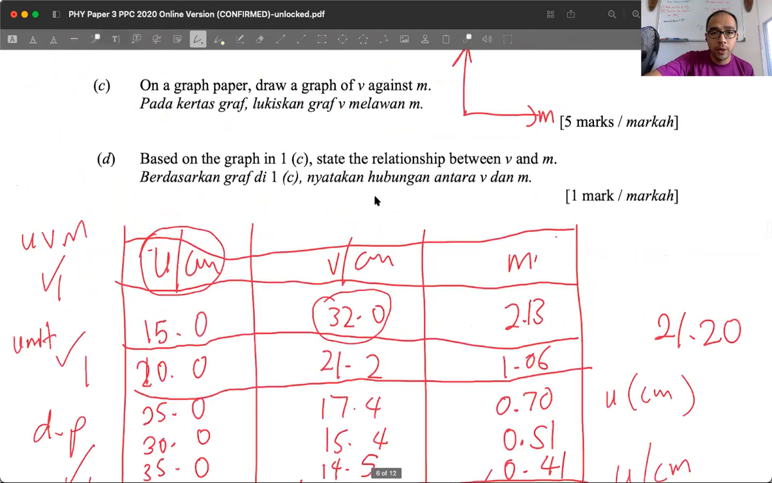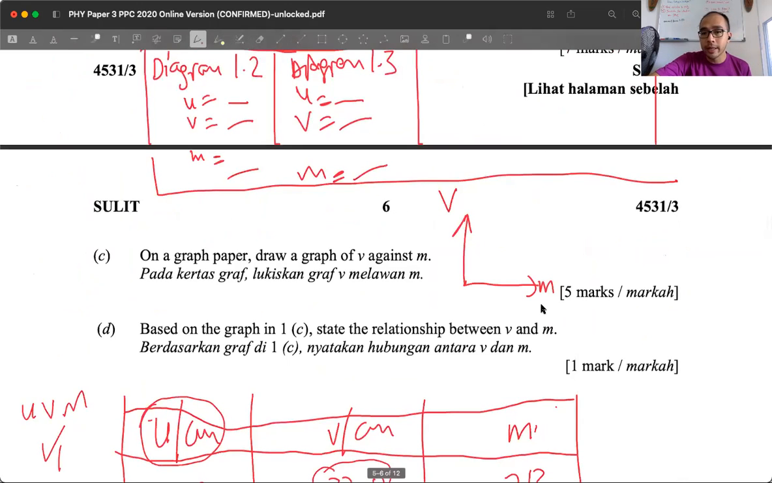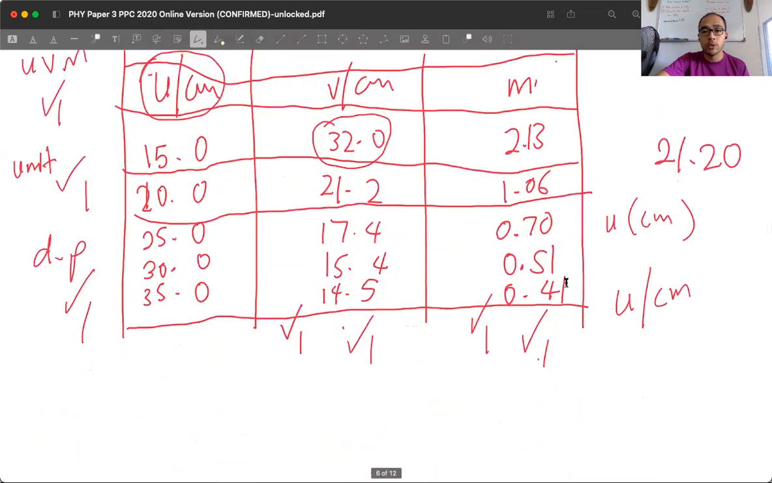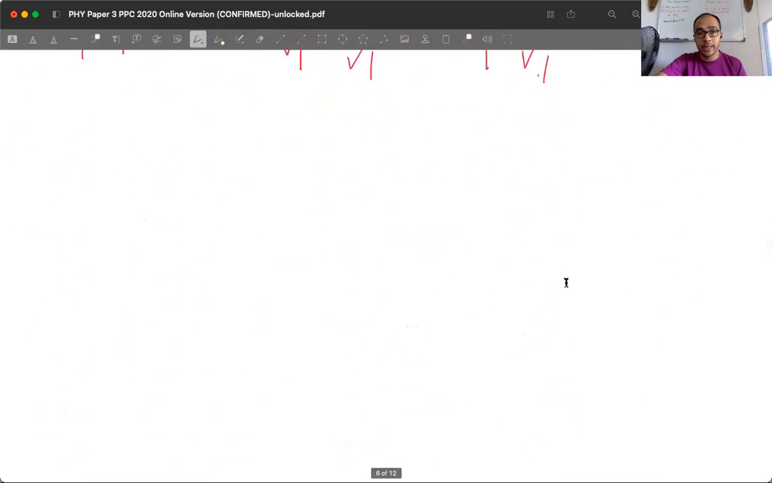Okay, after that, you're required to draw the graph. Okay, and then the graph is 5 marks. Now, 5 marks doesn't mean other 5 points sahaja. You need to have fulfilled all 7 criteria. There are 7 criteria for the full 5 marks. Okay, and I'm going to write this down again lah.